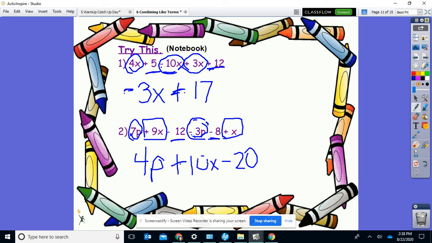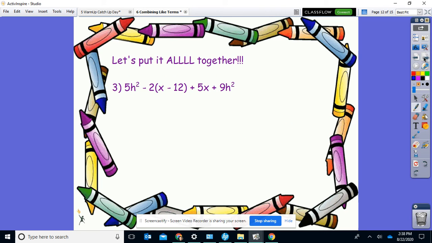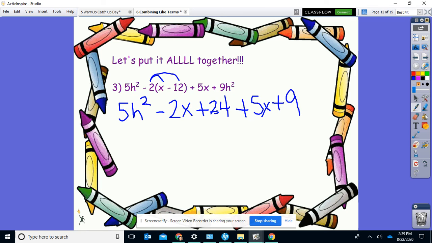Okay, one last example. Again, pause the video if you need to, copy it down. This one's got a distributive part of it, so we want to do that first. So I want to bring down my 5h squared minus 2x plus 24, because remember, a negative times a negative gives us a positive. So plus 24 plus 5x plus 9h squared.